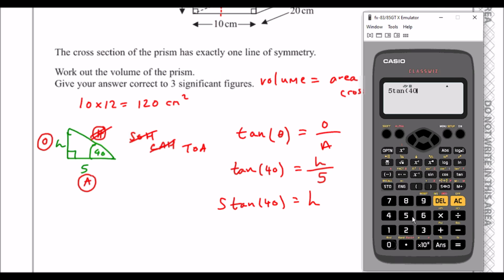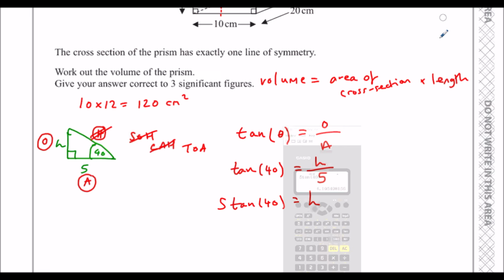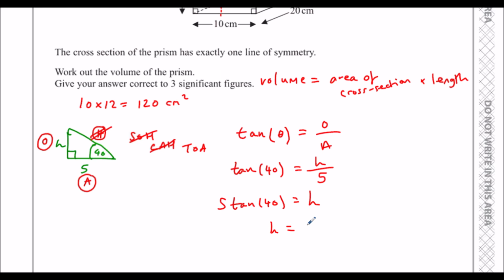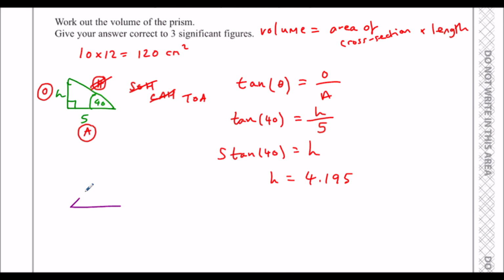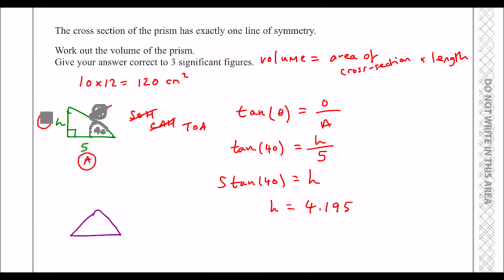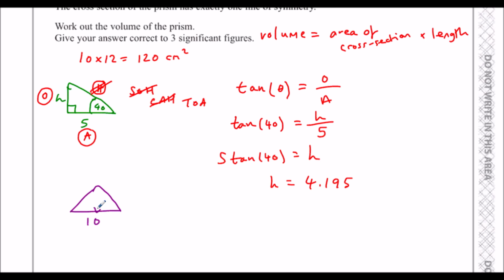5 tan 40 is 4.195 and so on. I'm going to leave that in the calculator. So the height of the triangle is 4.195 and so on. So the area of the triangle is half the base times the height. Now I'm looking at the whole isosceles triangle, so I'm looking at this whole shape here. The base is 10 for the whole shape. The whole triangle's got a base of 10 and it's got a height of 4.195.